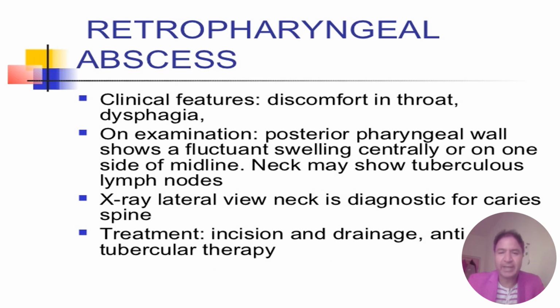We take X-ray and it is diagnostic of caries of spine. What do we find on the X-ray? Caries of spine. What treatment do we give? Incision and anti-tubercular treatment for chronic retropharyngeal abscess.